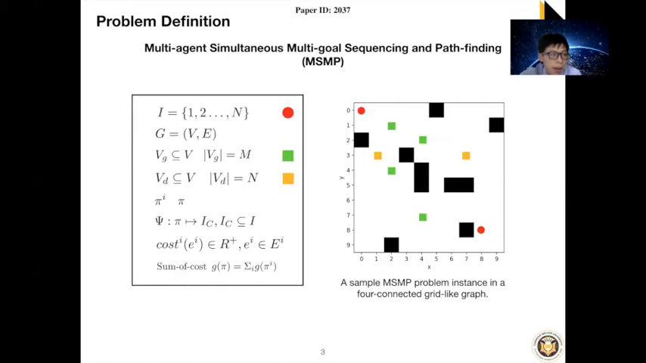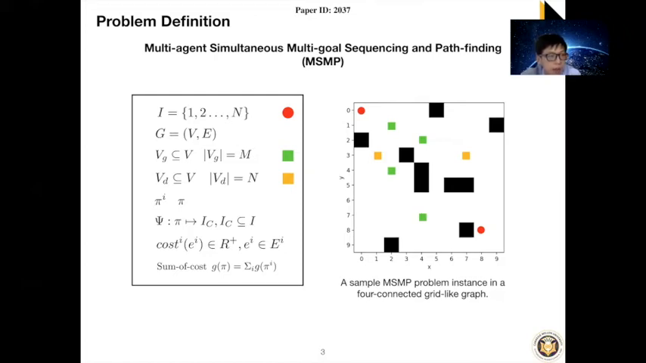So the planned joint path, pi, must also be conflict-free, which means for any pair of agents, they cannot locate at the same node at the same time, or go through the same edge from opposite directions at the same time. We also introduce a collision checking function, which takes a joint path as input and returns a subset of agents that collide along the joint path.